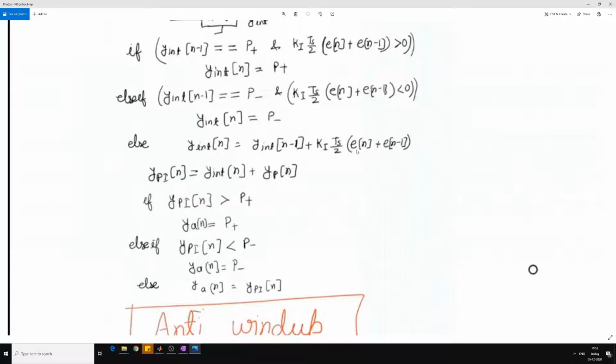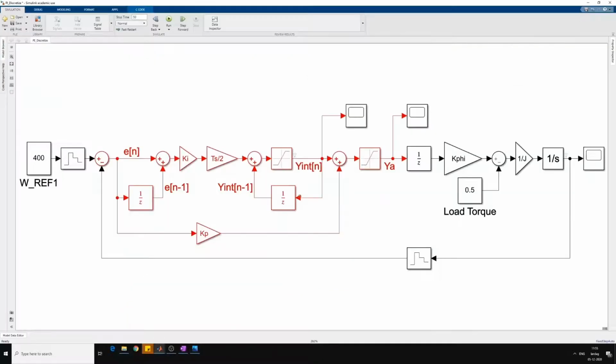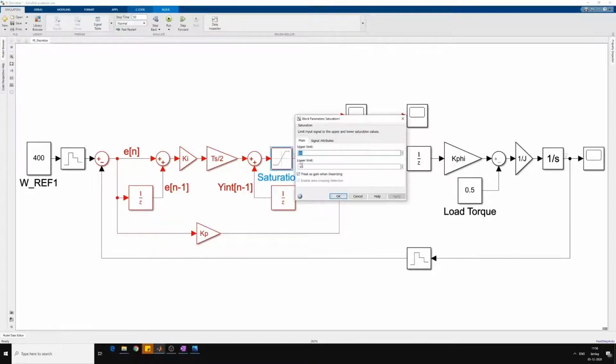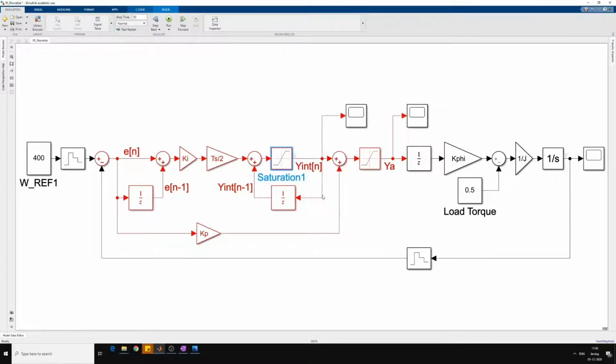Ki ts by 2 en plus en minus 1. And then it is added with y int n minus 1, output of the integrator from the previous sample. So this is output of the integrator from the previous sample. And this is the output of the integrator which is fed to the limiter block, which has a positive limit and negative limit set at 16 ampere. So this is the limit block for the integral part of the system.